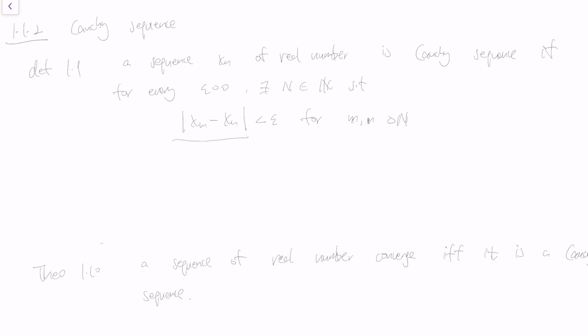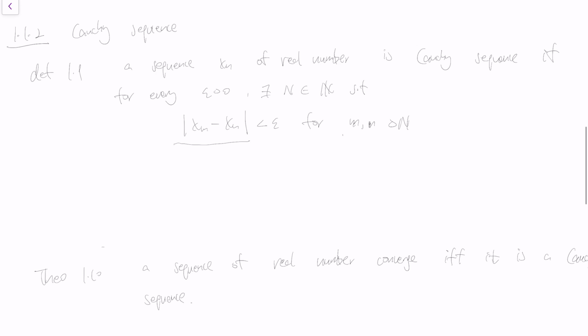Let's look at another topic, Cauchy sequences. The definition of a Cauchy sequence is: a sequence x_n of real numbers is a Cauchy sequence if for every epsilon greater than 0, there is a capital N such that the distance between two points is less than epsilon for all m, n larger than capital N. I know it is like what the heck. So let's actually look at an example.